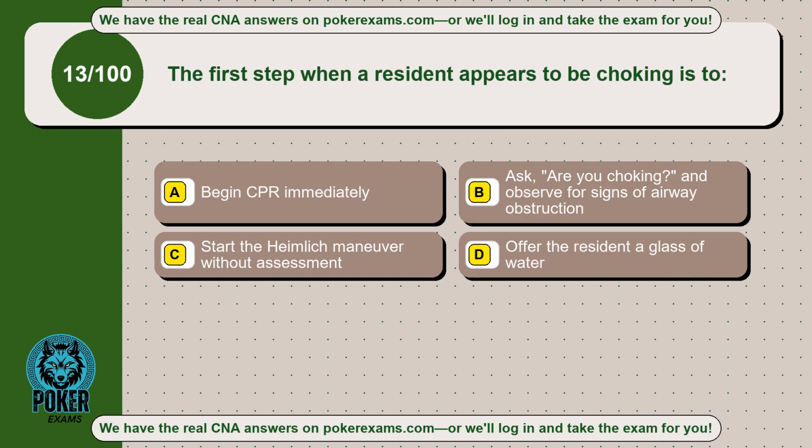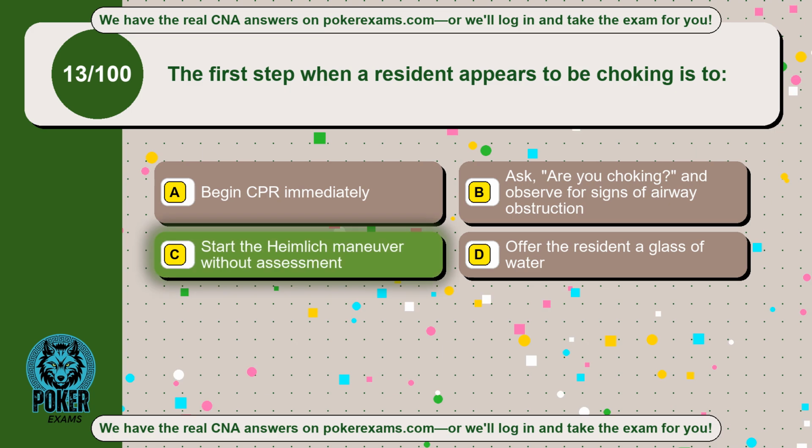Question 13. The first step when a resident appears to be choking is to: Option A. Begin CPR immediately. Option B. Ask, "Are you choking?" and observe for signs of airway obstruction. Option C. Start the Heimlich maneuver without assessment. Option D. Offer the resident a glass of water.